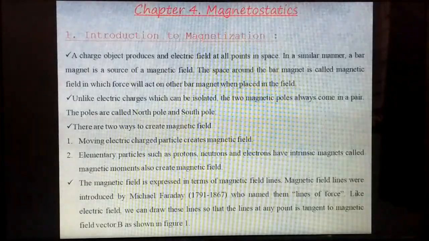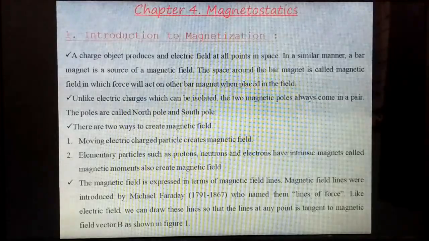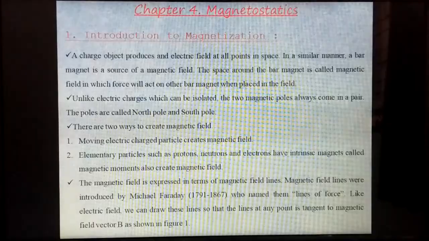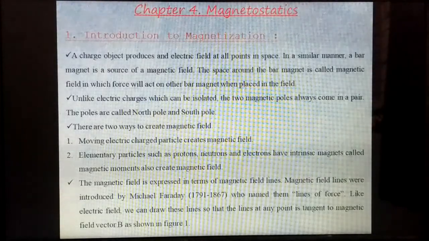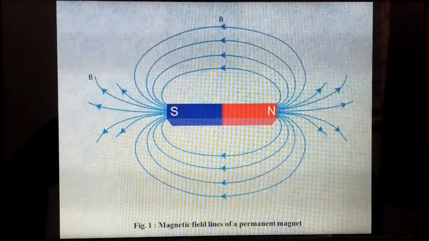The magnetic field is expressed in terms of magnetic field lines. Magnetic field lines were introduced by Michael Faraday, 1791 to 1867, who named them lines of force, like the electric field. We can draw these lines so that the line at any point is tangent to the magnetic field vector B, as shown in figure 1. This is figure 1. These are the magnetic fields.